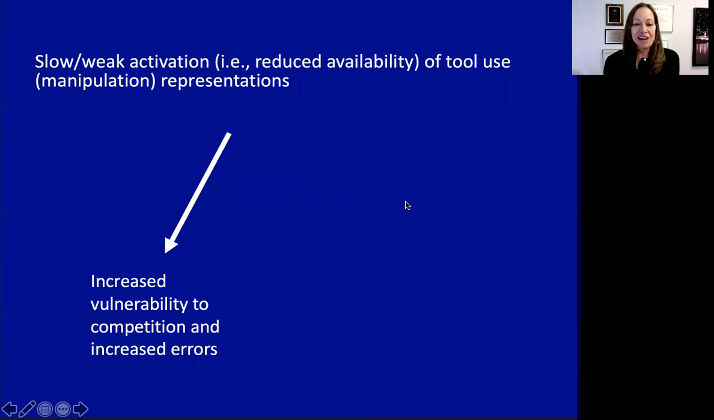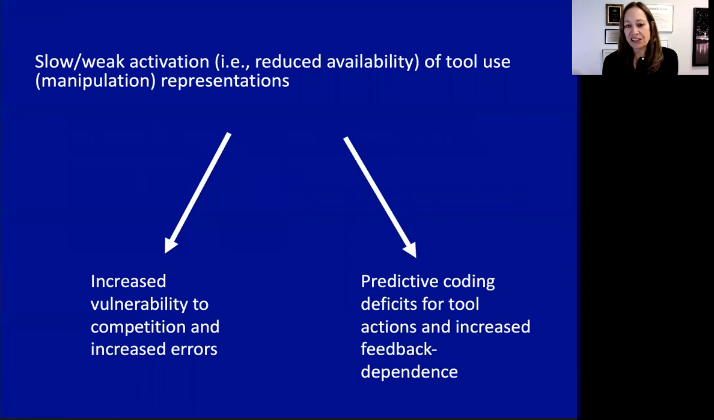So if that move system is relatively intact, if people can use current information to guide their actions, perhaps they will be over-reliant on that information. And this suggests that there will be a predictive coding deficit and over-reliance on visual information and increased feedback dependence.